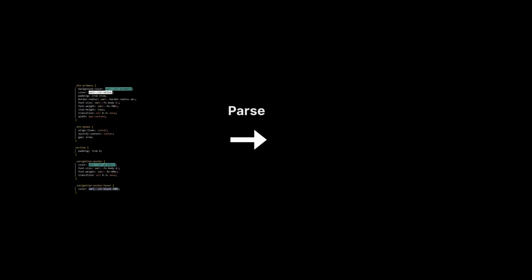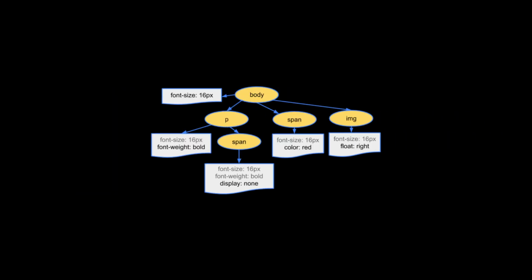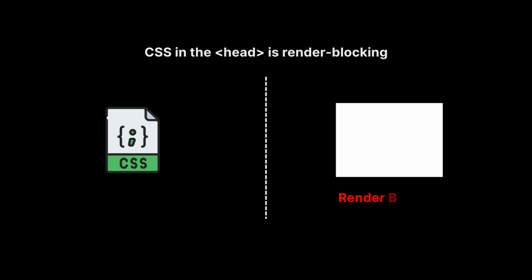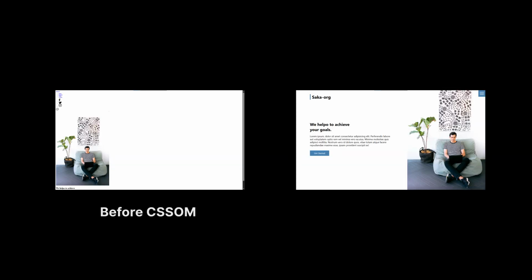So the browser has to parse it and turn it into a similar tree structure called the CSS object model. This tree maps all the styles to corresponding elements in the DOM. This CSS is render blocking. The browser will not paint anything on the screen until it has finished downloading and building this CSS object model. Why? Because it needs to know how every element should look before it tries to draw it. It would be inefficient to draw everything and then have to redraw it a millisecond later once the styles arrive.